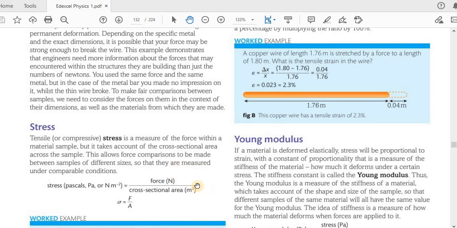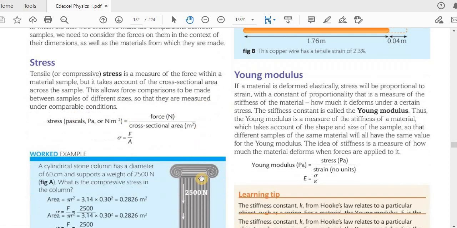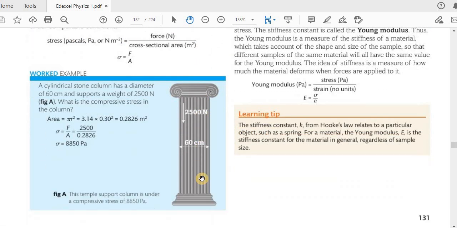And we can assume in these calculations that the cross-sectional area remains the same. Okay, the examples are different, but they are measured under comparable conditions. And to help you understand this better, there is an example. A cylindrical stone column has a diameter of 60 centimeters and supports a weight of 2500 newtons. What is the compressive stress in the column?